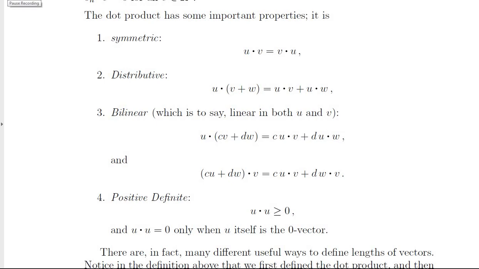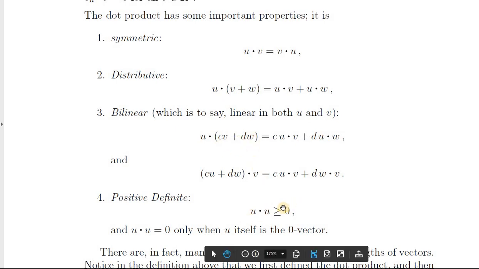Now, at the end of the previous video, we described 4 properties of dot product. Symmetric: it doesn't matter which order you do the dot product, you get the same result. Distributive: I can dot a sum of vectors and that's the sum of the dot products. Bilinear, which in fact generalizes distributive. Not only can I dot a sum of vectors, but I can dot a linear combination of vectors and get the linear combination of the dot products. And I can do that on either side. And positive definite: the dot product of a vector with itself is always bigger than or equal to 0, and it's only equal to 0 when u is the 0 vector.